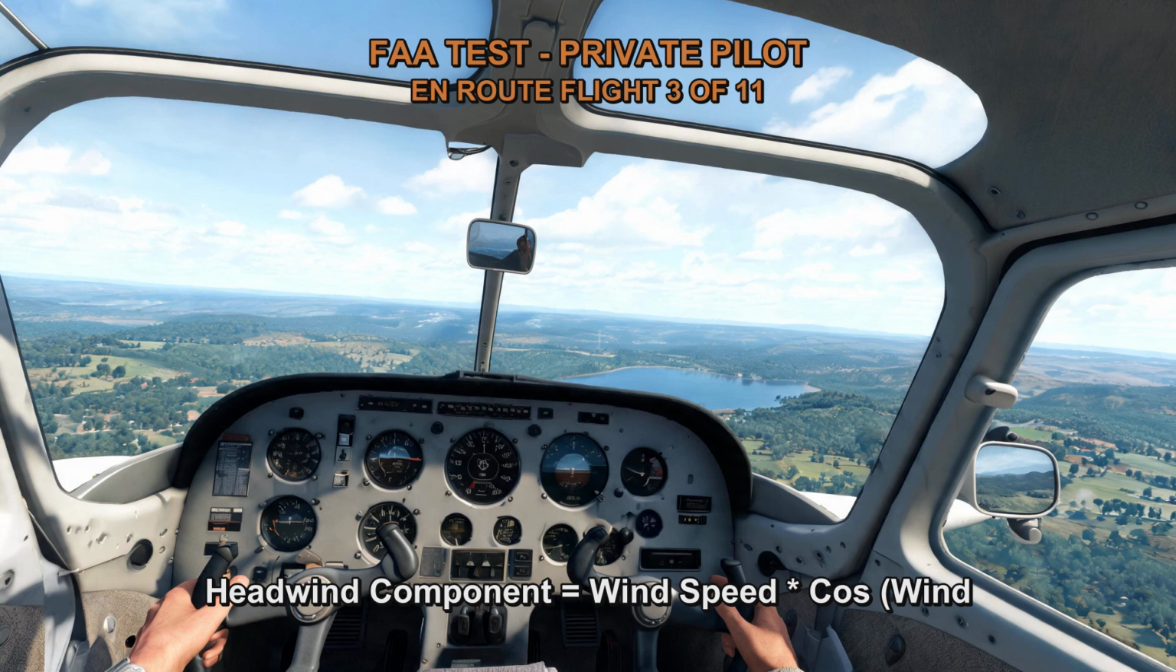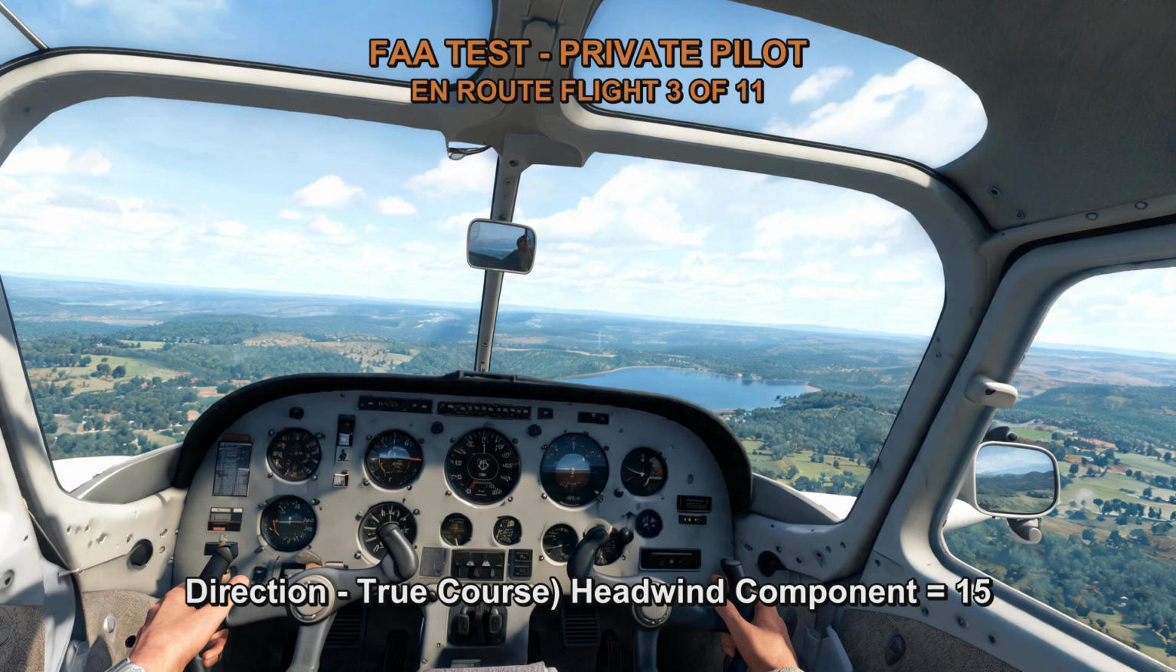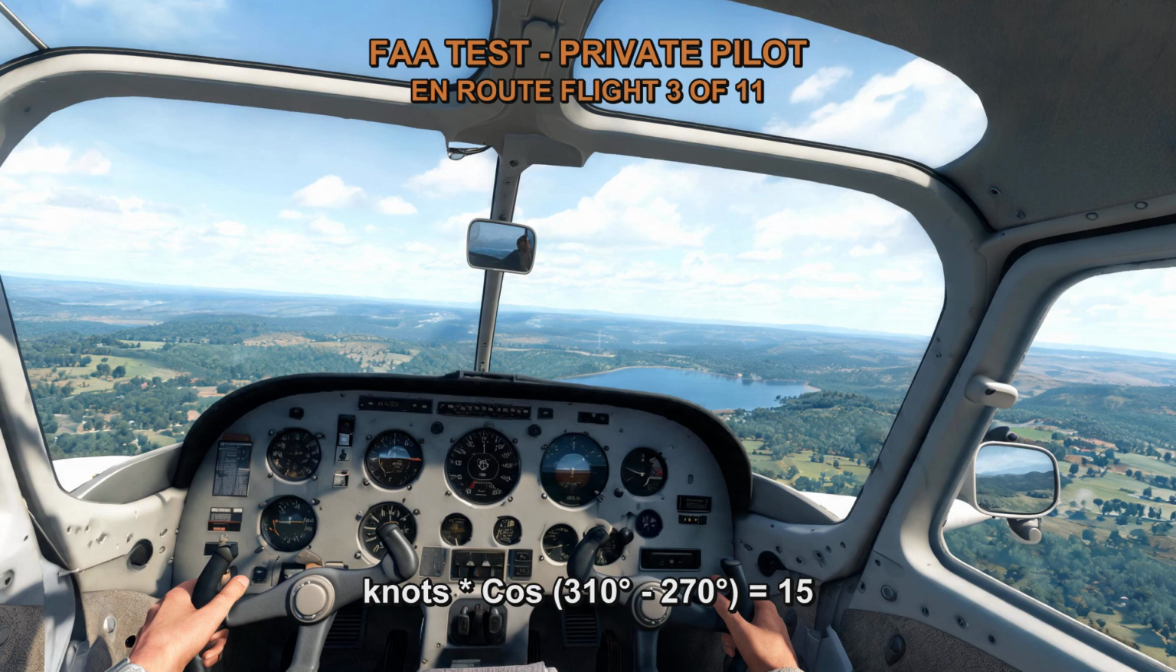Headwind component equals wind speed * cos(wind direction - true course). Headwind component equals 15 knots * cos(310° - 270°) equals 15 knots * cos(40°), which is approximately 11.49 knots. Ground speed equals true airspeed minus 11.49 knots. Calculate the time required to travel the distance between point A and B. Time equals distance / ground speed. Distance equals 70 nautical miles. Time equals 70 nautical miles / ground speed.